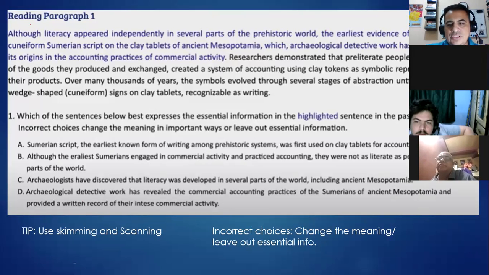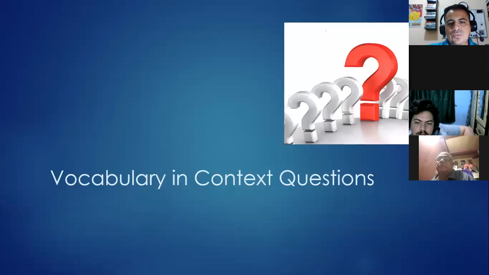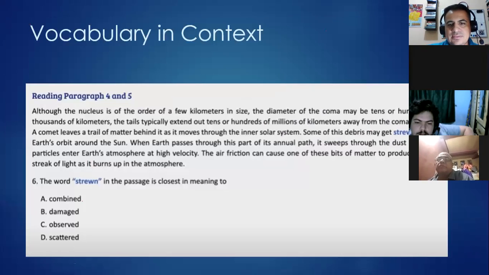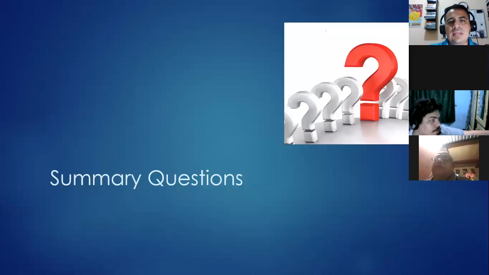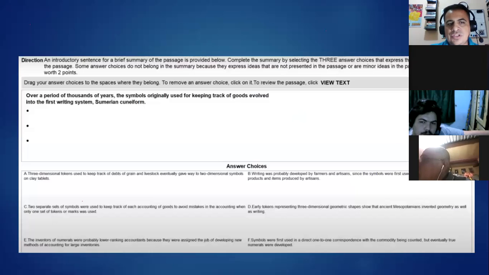Highlighted questions, number two: vocabulary in context, super fácil. Find the word, locate the meaning in context, okay? Be careful, read the sentence just to make sure. Then number three that we saw, summary questions. All right, very good.